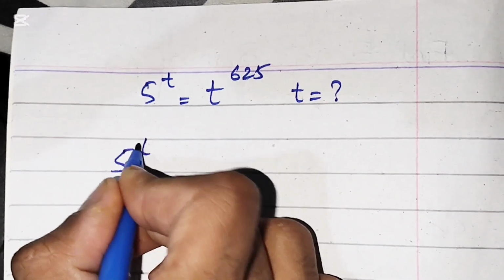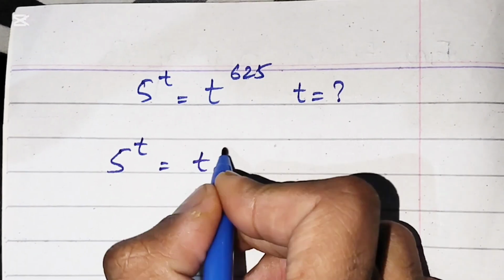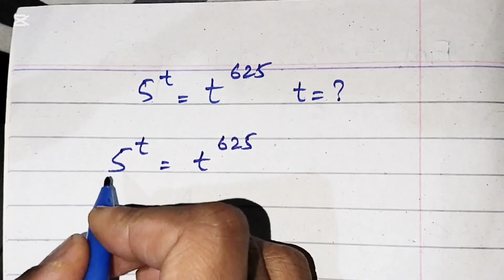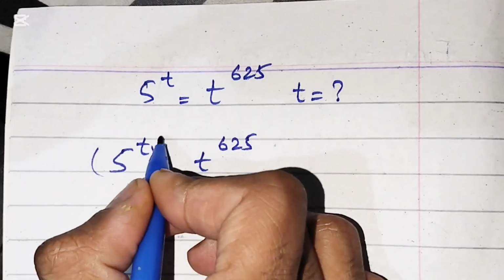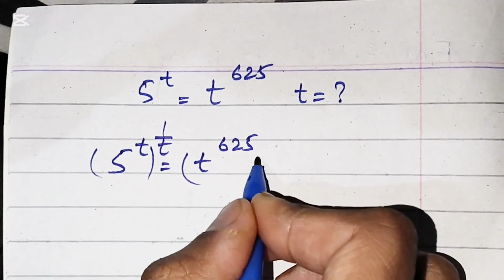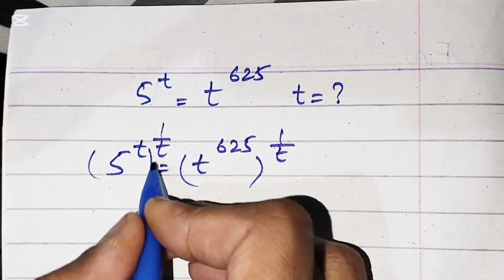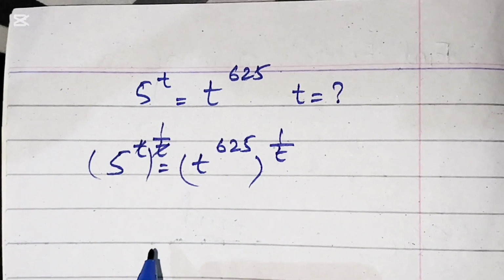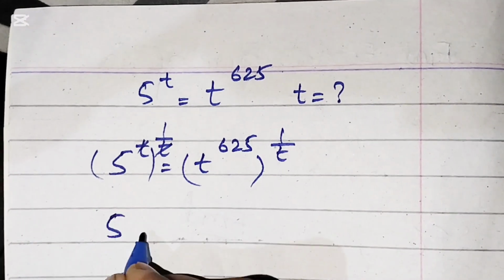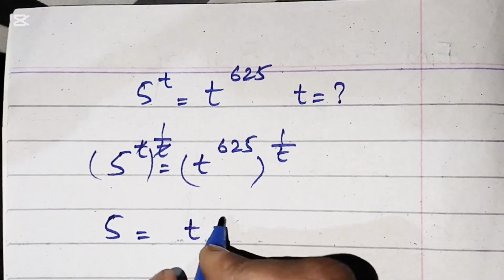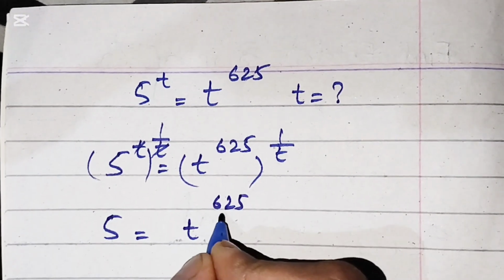We will start the solution of this question. 5 power t equals t power 625. We will take exponent 1 over t on both sides in the first step. This t cancels with this t. So 5 equals t power 625 over t.